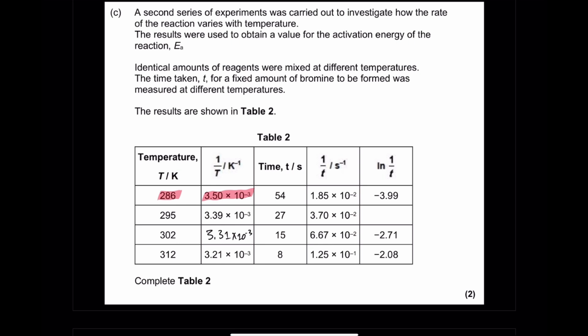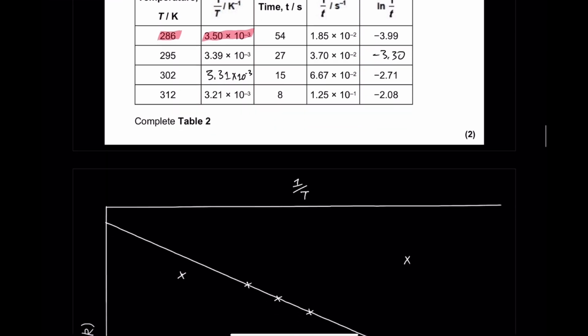So ln of 3.7 times 10 to the power of minus 2, and that's minus 3.29, or technically minus 3.30 because it's minus 3.2968. And that's your 2 marks, just for doing that. Easiest 2 marks you'll ever have to do in the exam. You just put a couple of numbers into a calculator, right?